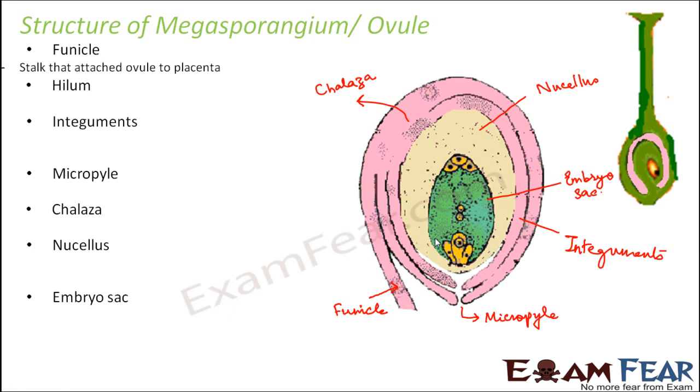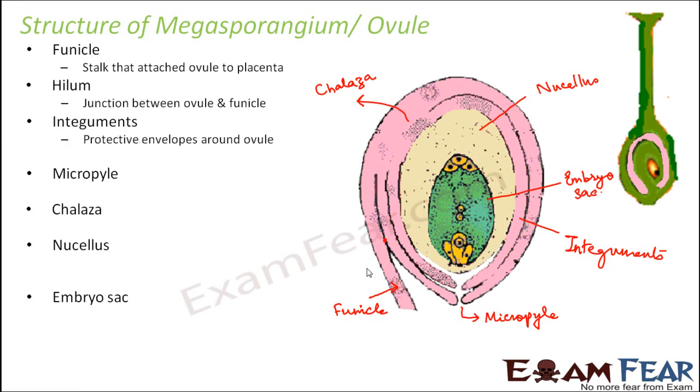So funicle, what is it? It is the stalk that attaches the ovule to the placenta. As I said, the ovule remains connected to the placenta, so what connects it to the placenta? There is a tube-like or stalk-like structure, and this stalk-like structure is the funicle. Next is the hilum, and the hilum is nothing but the junction between the ovule and the funicle. The funicle and the ovule are connected at a junction, and that junction is known as the hilum.